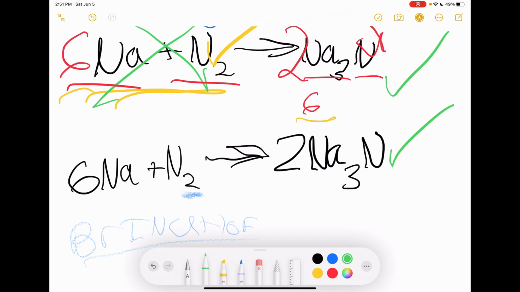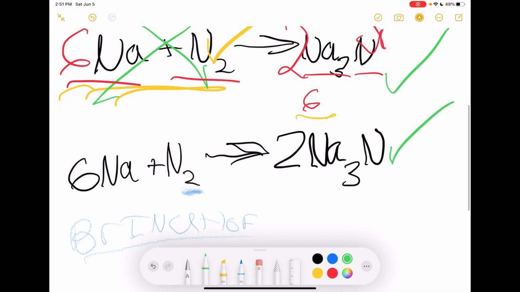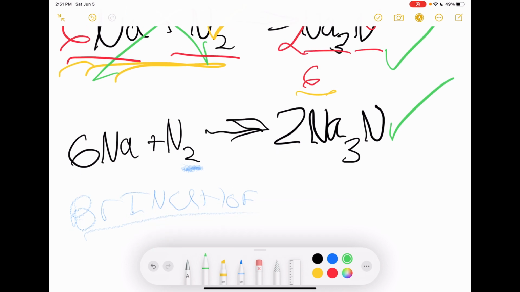So when we read this, we have 6 sodium plus our diatomic nitrogen. We are going to yield 2 sodium nitride molecules. Okay? That's our lesson for today, and I hope you enjoyed it.